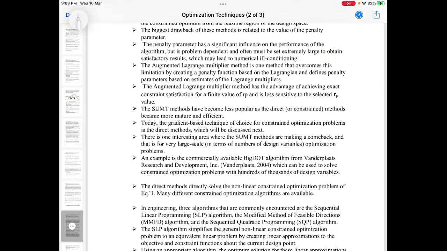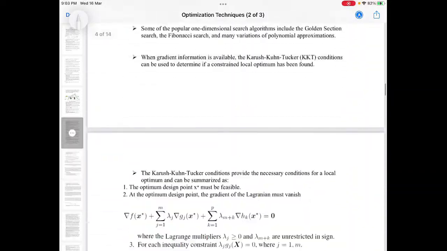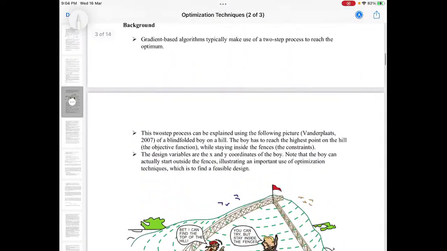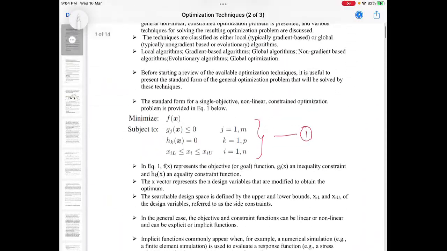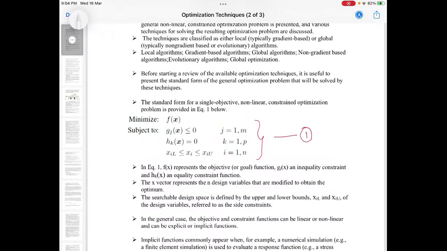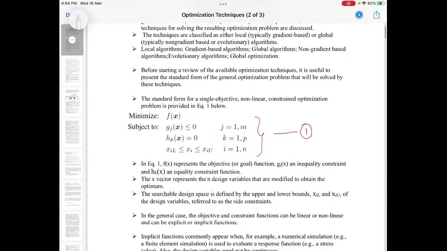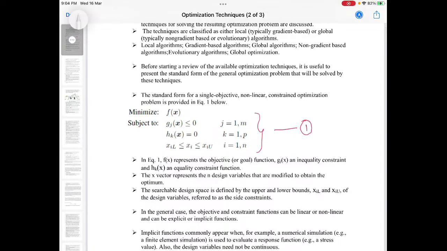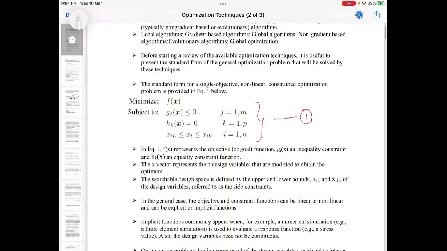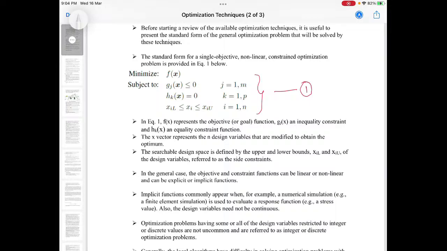The direct methods directly solve the nonlinear constrained optimization problem in equation 1. Referring back to equation number 1, f of x is the objective function, gj of x is the inequality constraint, and hk of x is the equality constraint function. These are the limits, which can be called lower bounds and upper bounds, also referred to as the side constraints.